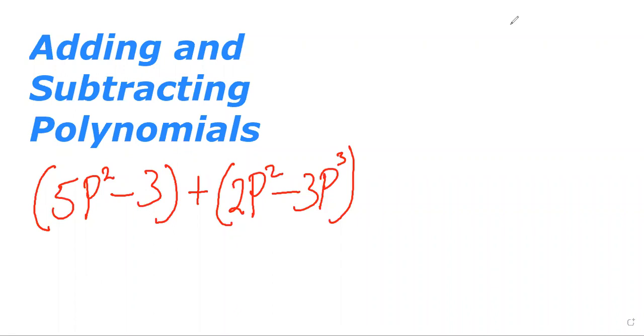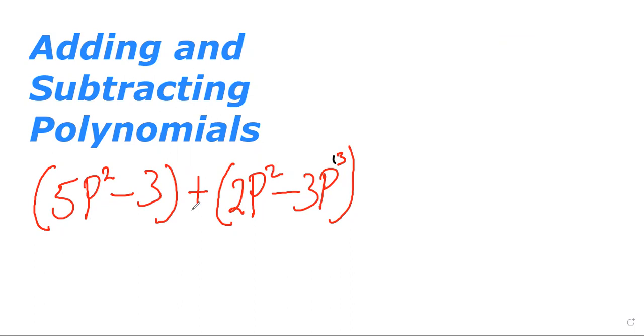Today we have a polynomial, so we're going to be simplifying this polynomial. Right here, as we can see, we have a bracket, 5p squared minus 3 in parentheses, plus 2p squared minus 3p to the power of 3, also in brackets. So how do we approach this kind of expression? This is a polynomial, as I said, because we have the highest power to be 3. So that's the highest power right there. So it's 3. Right here, we have the highest power to be 2. We have the highest power to be 2 right here. So we're going to look for like terms and group them together, right?